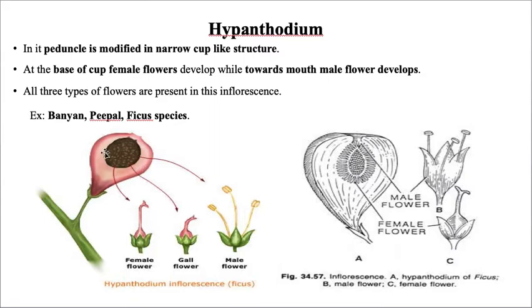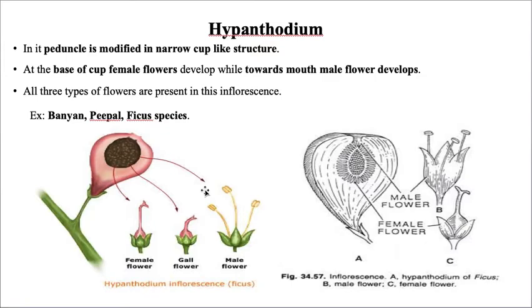Okay. And in this cup-like structure, you can see at the base of the cup, female flowers will be there. See, at the base, female flowers will be there, and towards the mouth you can see the male flowers. And in the middle you can see sterile flowers. So all three types of flowers are present, that's why it is called hypanthodium. And the best examples are banyan, peepal, ficus.